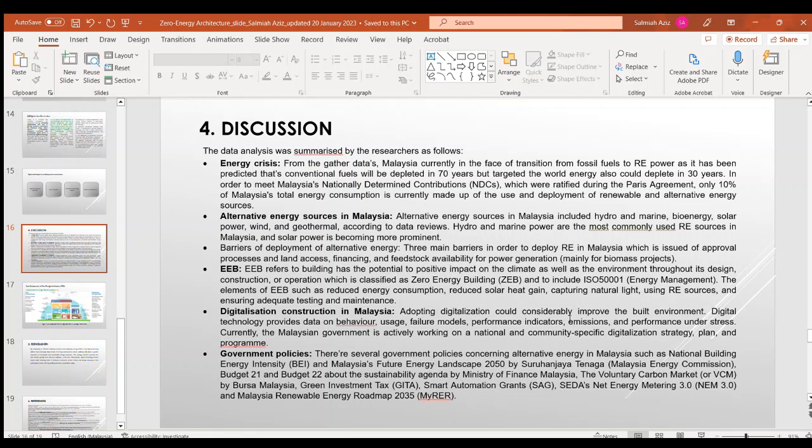So, lastly, in the aspect of government policy, there are several government policies concerning alternative energy in Malaysia, such as the National Building Energy Intensity, BEI, and Malaysia's Future Energy Landscape 2050 by Suruhanjaya Tenaga, Malaysia Energy Emissions, Budget 21 and Budget 22 about the sustainability agenda by the Ministry of Finance Malaysia, the Voluntary Carbon Market, or VCM, by Bursa Malaysia, Green Investment Tax Allowance, GITA, Smart Automation Grants, SAG, SEDA, Net Energy Metering 3.0, NEM 3.0, and Malaysia Renewable Energy Roadmap 2035, MyRER.